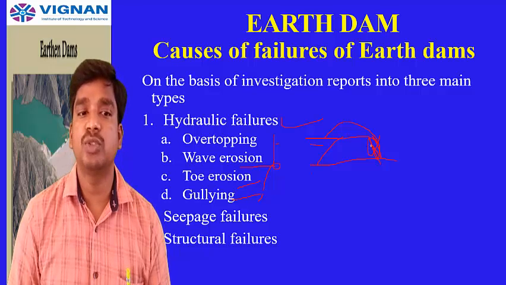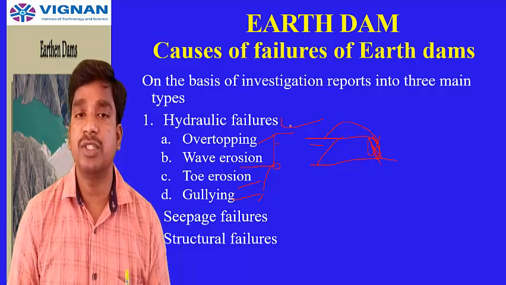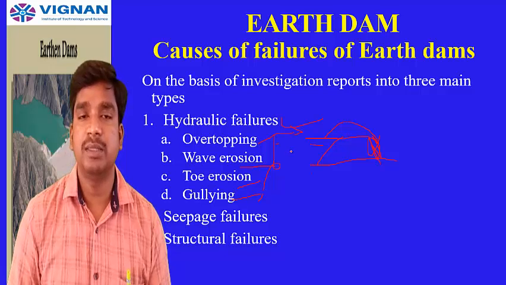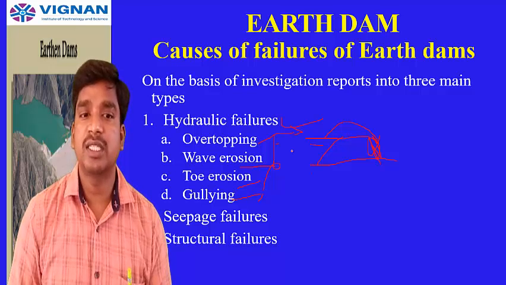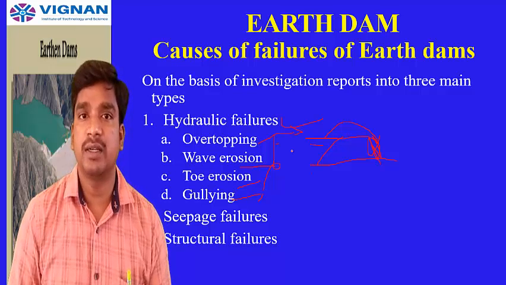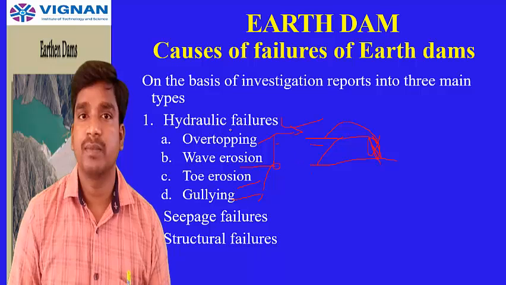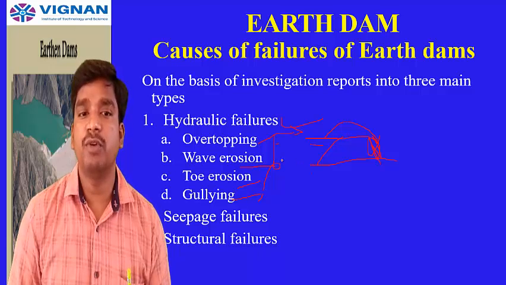Generally, why does this overtopping occur? It is because of the underestimation of the maximum design flood. If the maximum flood levels are underestimated, then these kinds of overtopping failures may occur. If the design flood is estimated properly, then this overtopping problem will not be there. Okay, now coming to wave erosion.